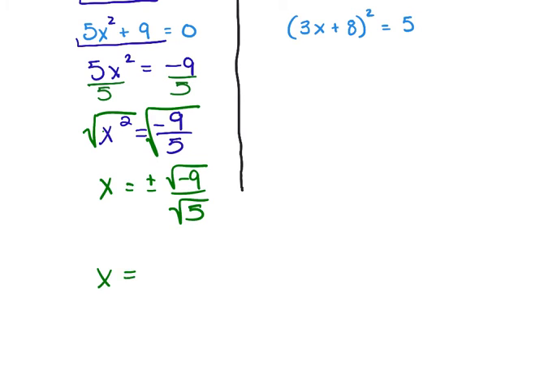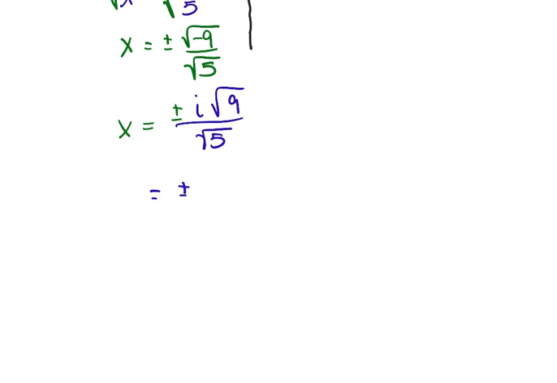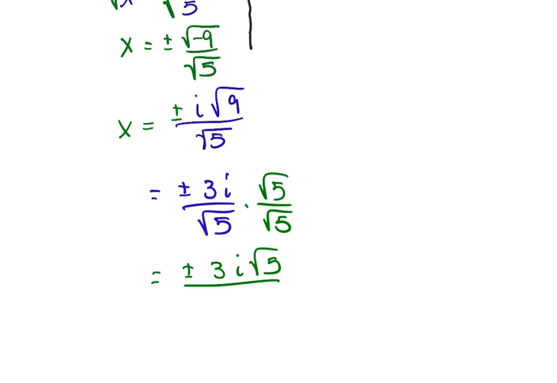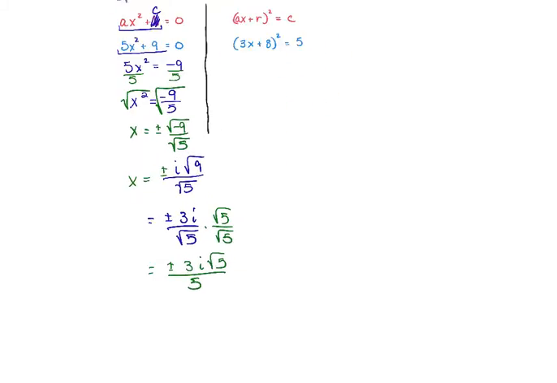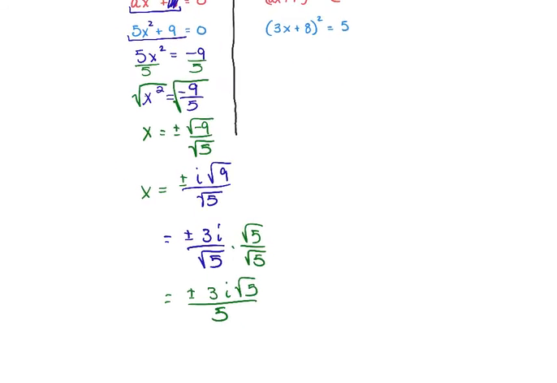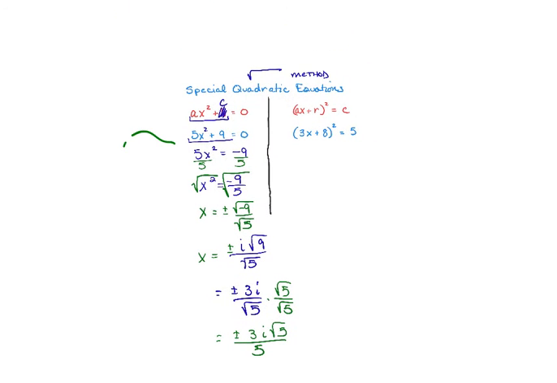All right. Square root of a negative 9. Poke out the eye. See here, square root of 9 is 3, so this is 3i over root 5. And we don't like radicals in the denominator, so we'll rationalize it. Plus or minus 3i root 5 over 5. And we are done. So this thing has two answers, and they are 3i root 5 over 5 and negative 3i root 5 over 5.